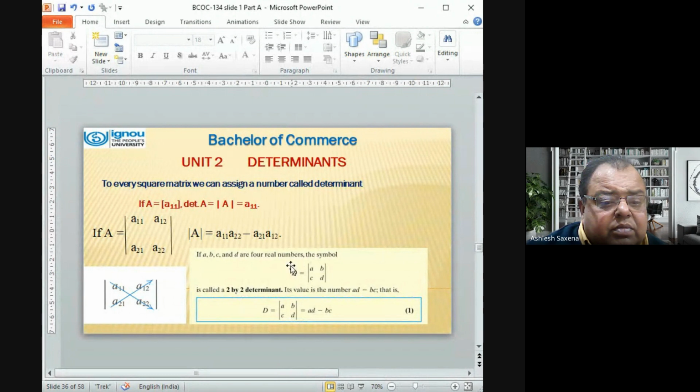If you have a matrix of A, B, C, D order, then your determinant value will be A into D minus B into C.